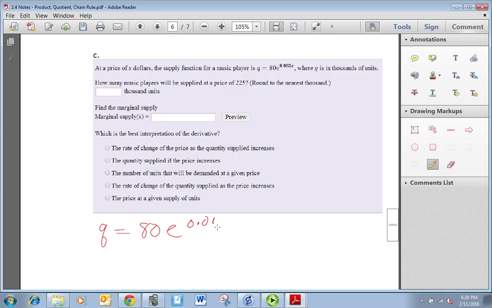But notice it's not talking about rate of change there. You have to be able to distinguish between those two. And that is going to be 157 units. So round to the nearest thousand.